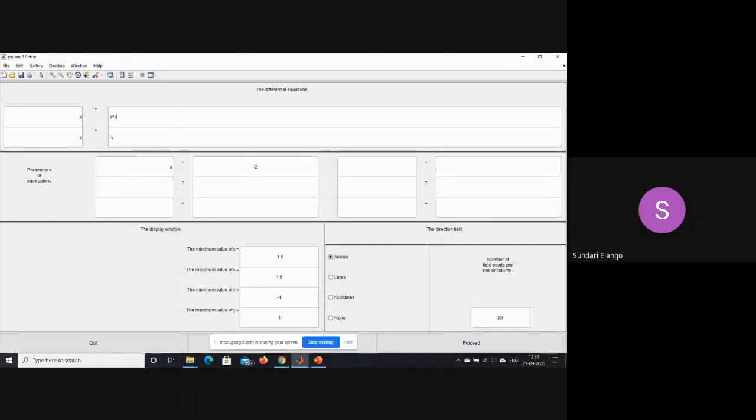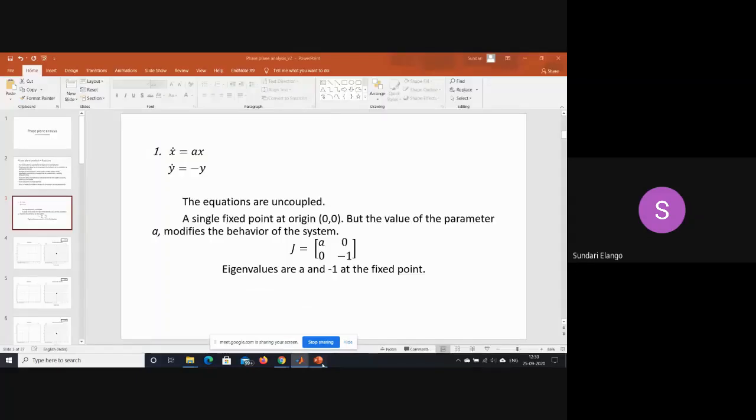You enter your first equation here and your second equation here, and if you have any parameters in that system, you can place those values here. The boxes here control the minimum and maximum values of x and y for the plots. Through this, you can plot your nullclines or arrows. I'll tell you what arrows means, but first I'm taking up a system given by the equations x dot equal to ax and y dot equal to minus y.